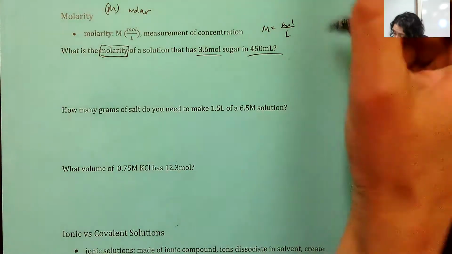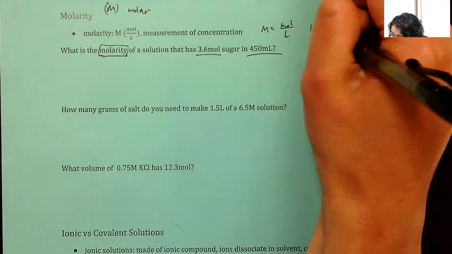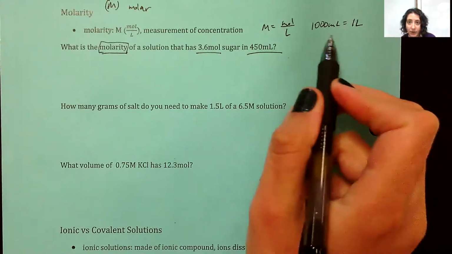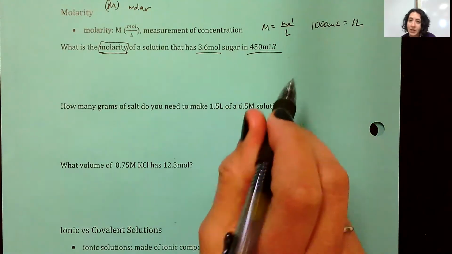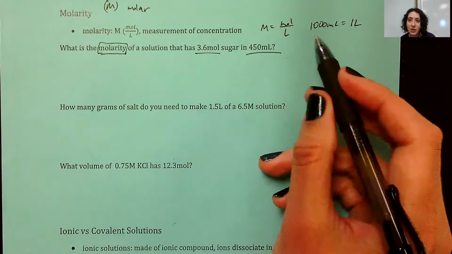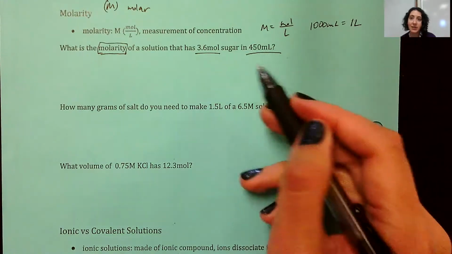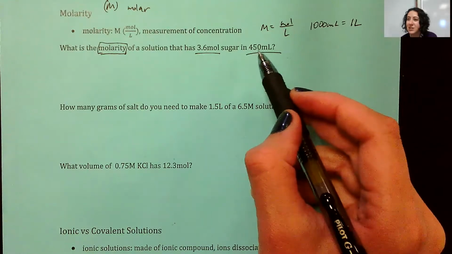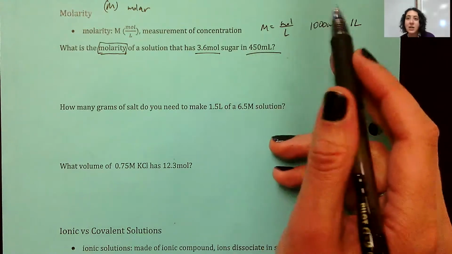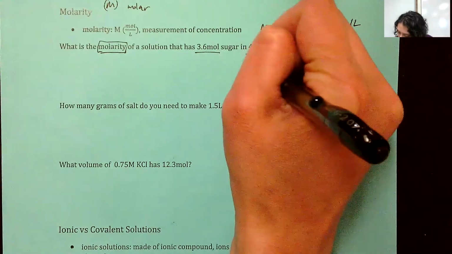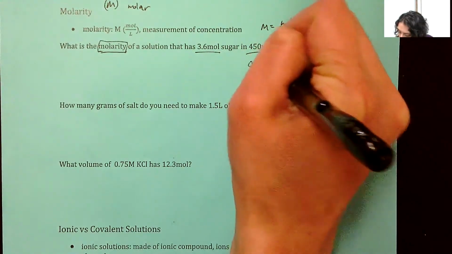Really quick, this is also important now that I see it. 1,000 milliliters is equal to 1 liter. That's going to be really important for us. So what we need to do is convert milliliters into liters. Just by knowing that 1,000 milliliters equals 1 liter, we've got 450, which is pretty close to 500 milliliters, so that's like half of a liter. So we can actually just convert this to 0.45 liters right off the bat.